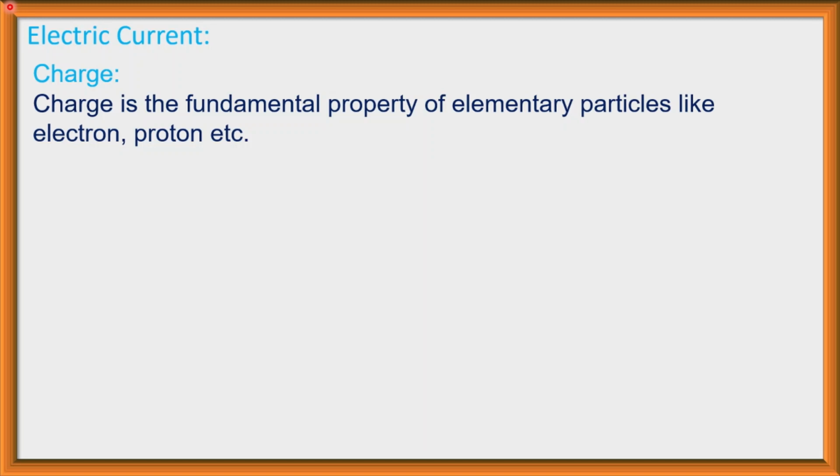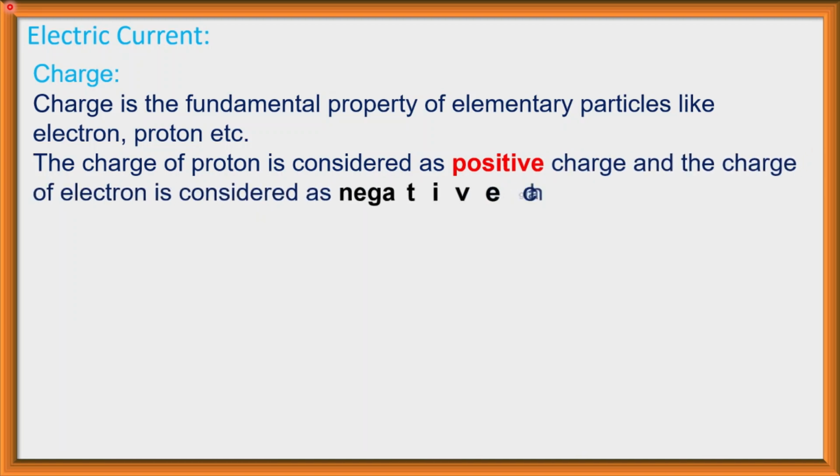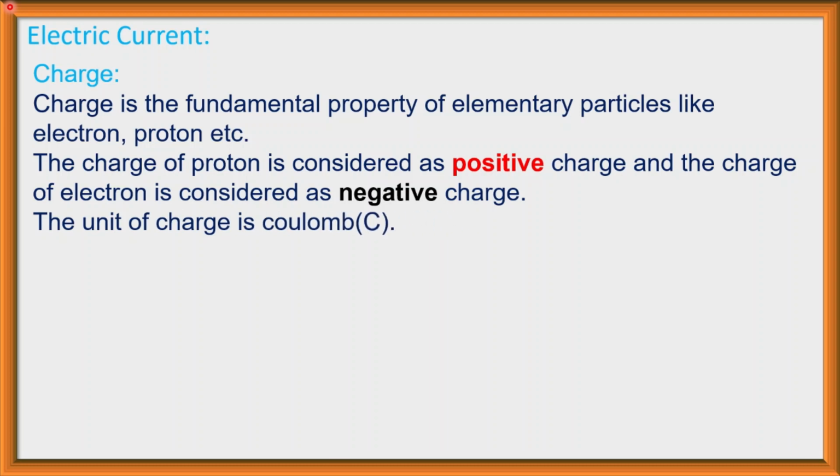Neutron is chargeless, and the charge of proton is considered as positive charge, and the charge of electron is considered as negative charge. That means there are two types of charge: positive charge and negative charge. The charge of proton is positive charge, and the charge of electron is negative charge. The unit of charge is coulomb, and it is the SI unit.